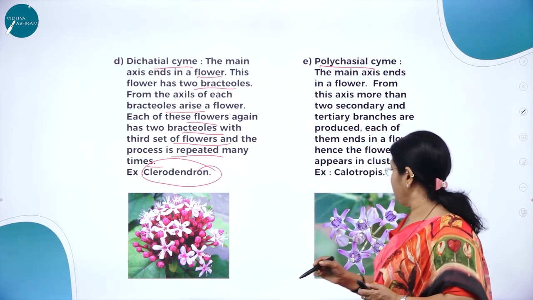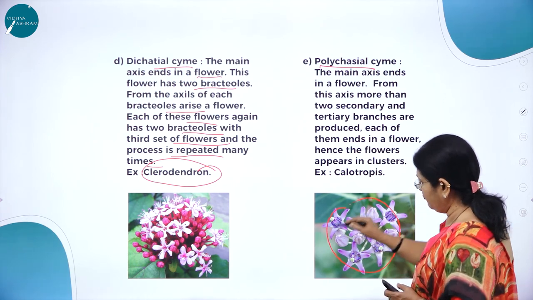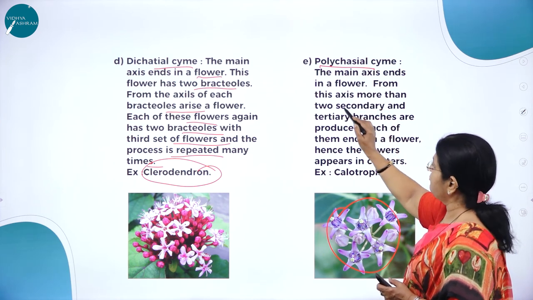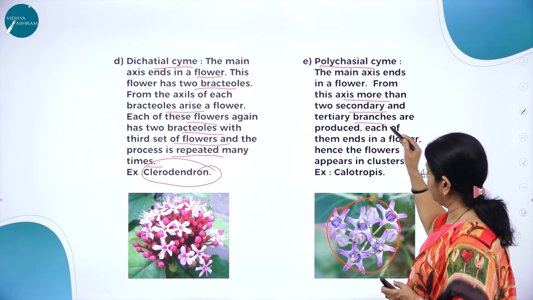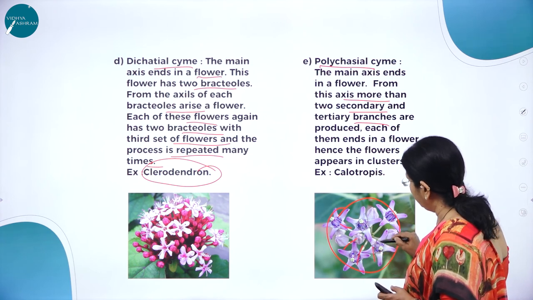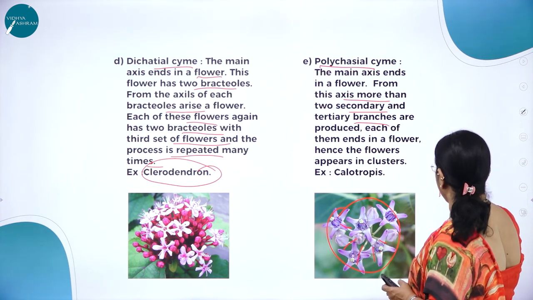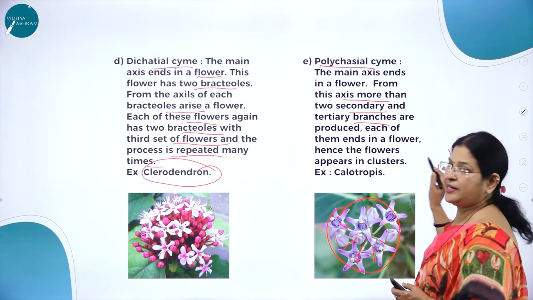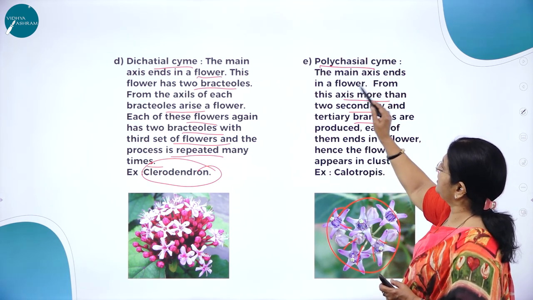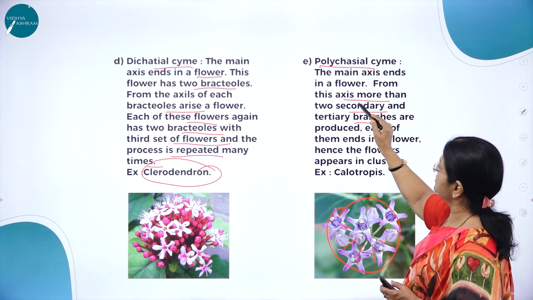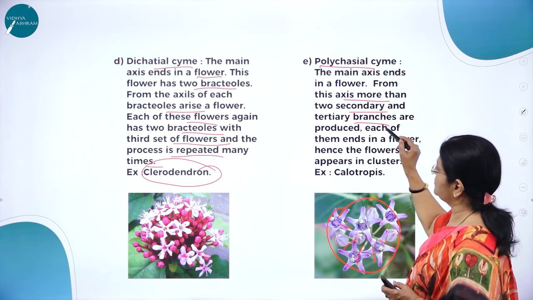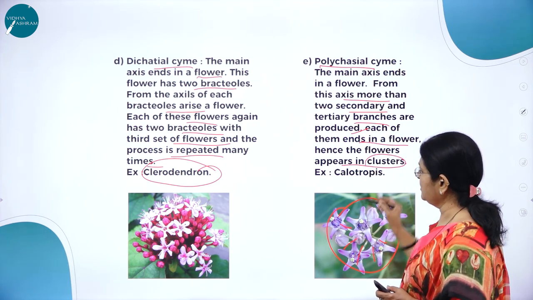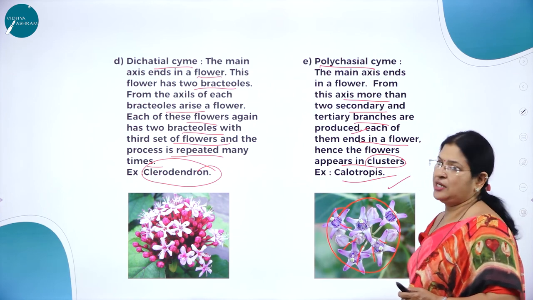Then poly means what? Many. Here you can see the beautiful picture. So the main axis here always ends in a flower. From this axis, more than two secondary and tertiary branches arise. What do you mean by secondary? The main will give rise like this. So primary into secondary, secondary into tertiary branches. So the main axis ends in a flower. From this axis, more than two secondary and tertiary branches are produced. Each of them ends in a flower. Hence the flowers appear in clusters. Example, you can take Calotropis.